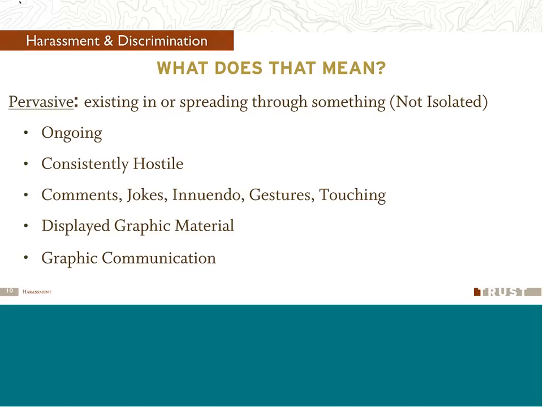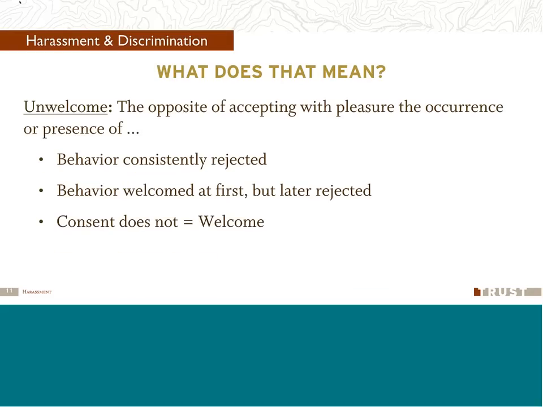The other thing that it needs to be for it to be illegal harassment is it needs to be unwelcome. When we talk about unwelcome, if you look it up in the dictionary, it's the opposite of something being welcome, or the opposite of accepting with pleasure the occurrence or presence of something. This gets to be a little tricky sometimes, about what is unwelcome behavior. Obviously, if behavior is consistently rejected, you tell that dirty joke and someone tells you, hey, I really don't appreciate those kind of stories, would you please not do that? That's a sign that we have unwelcome behavior, and it's rejected, especially if it's consistently rejected.